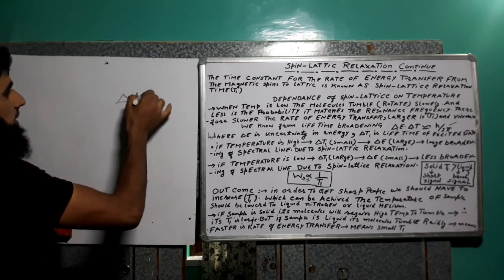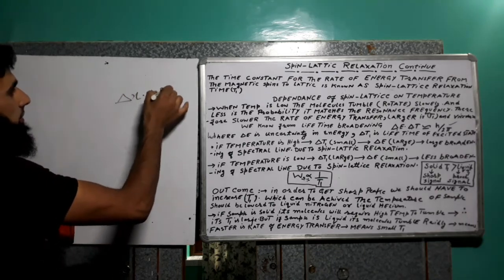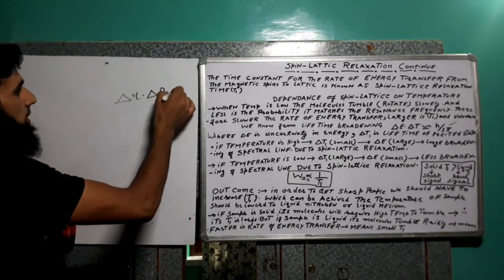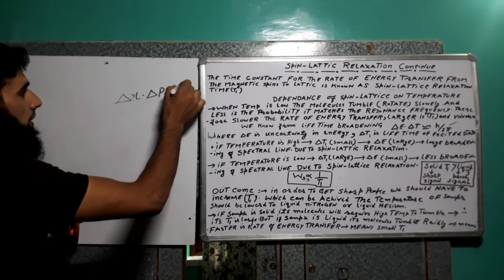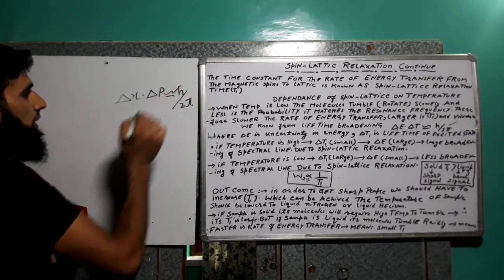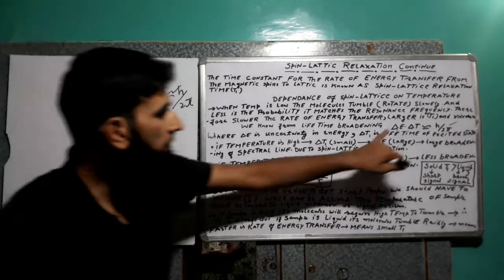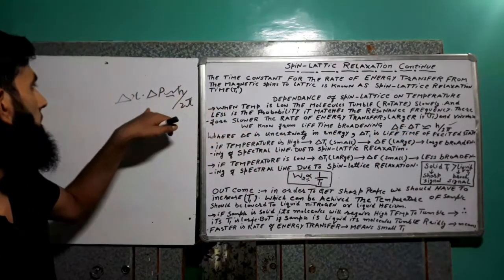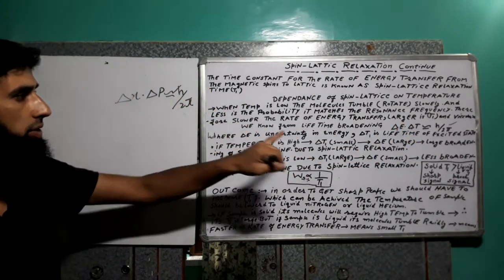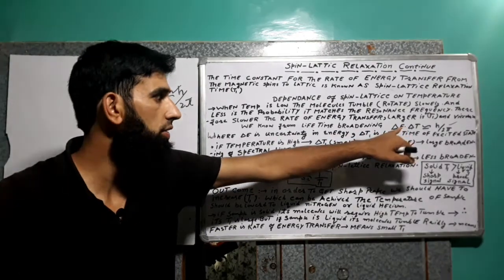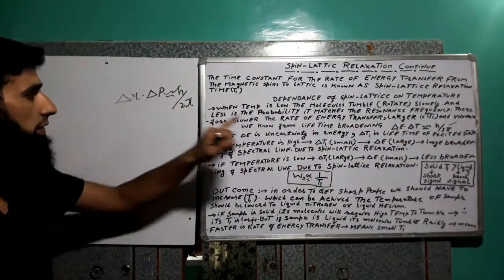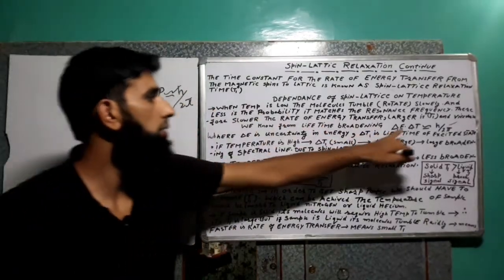Delta x into delta P is nearly equal to h divided by 2 pi. Okay. I have derived this relation from this relation. If you don't know about this relation, you can consult any book or watch my video where I have derived this equation from this equation.